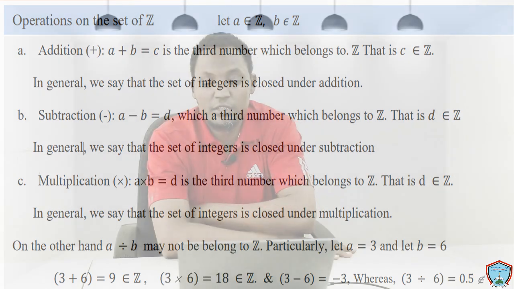However, division is not always closed in the set of integers. For example, 5 divided by 2 equals 2.5, which is not an integer. Therefore, division does not always produce an integer result.